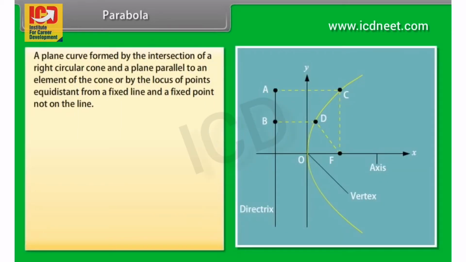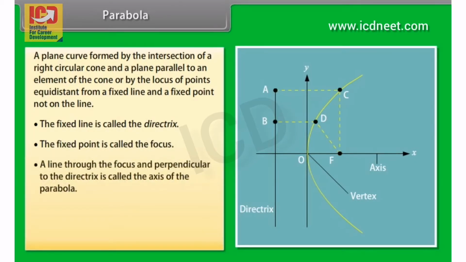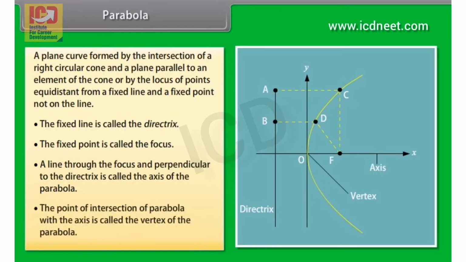Parabola. A plane curve formed by the intersection of a right circular cone and a plane parallel to an element of the cone, or by the locus of points equidistant from a fixed line and a fixed point not on the line. The fixed line is called the directrix. The fixed point is called the focus. A line through the focus and perpendicular to the directrix is called the axis of the parabola. The point of the intersection of parabola with the axis is called the vertex of the parabola.